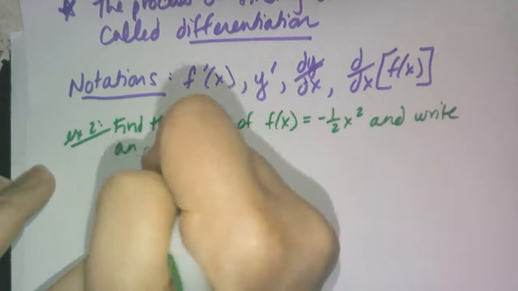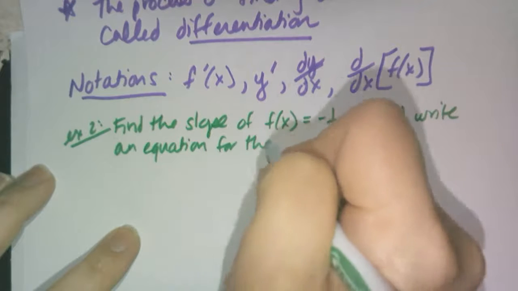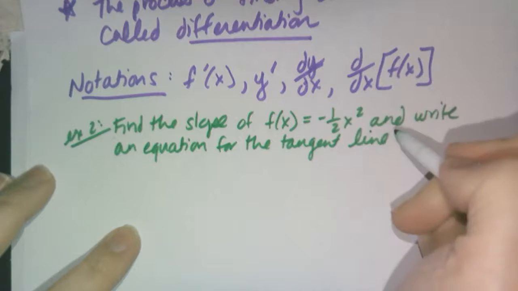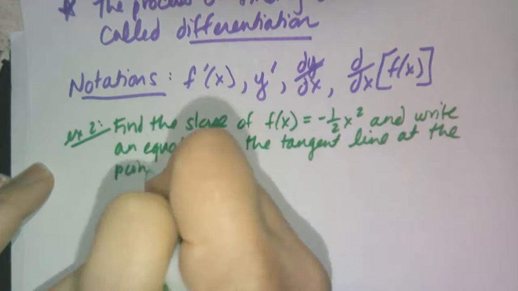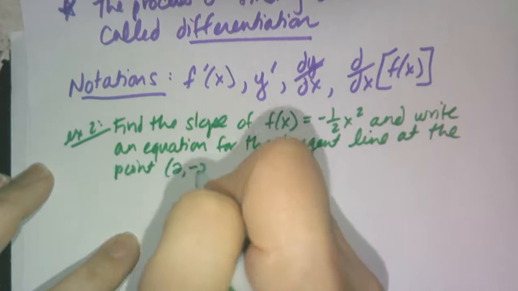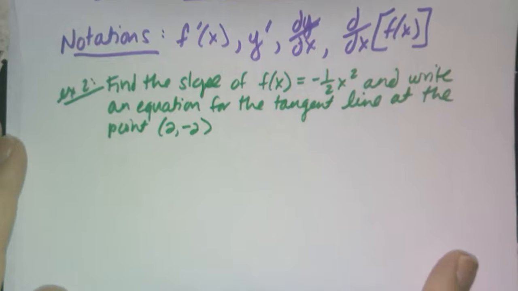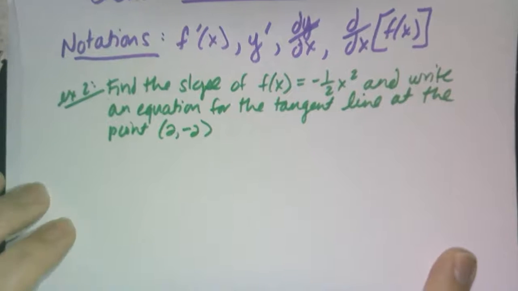And write an equation for the tangent line at the point 2, negative 2. Okay. Find the slope, derivative of f of x equals negative 1/2 x squared, and write an equation for the tangent line at the point 2, negative 2.